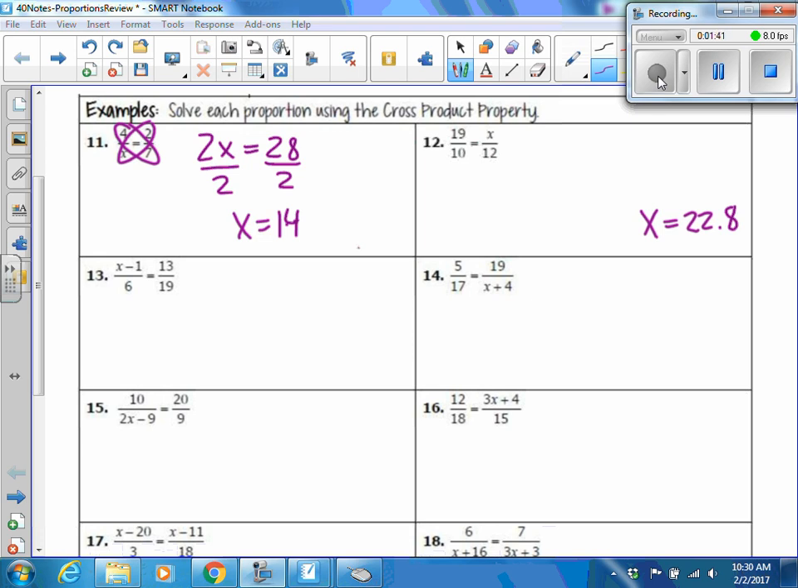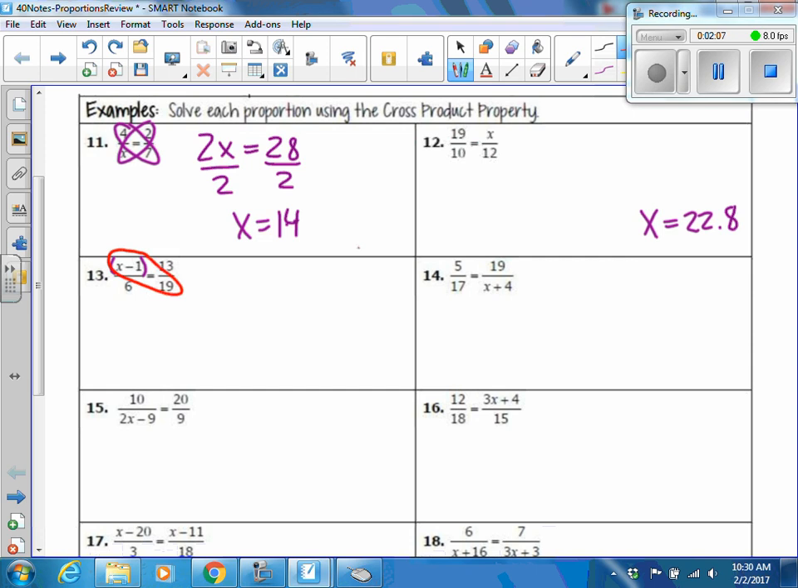You'll notice a difference here in the first fraction. We've got what we call a binomial in the numerator. And it's called a binomial because it has two terms. And my advice to you is anytime you have two or more terms, go ahead and put a set of parentheses around that, because when we cross multiply, we're going to need to remember to distribute the 19 to both the x and the -1.